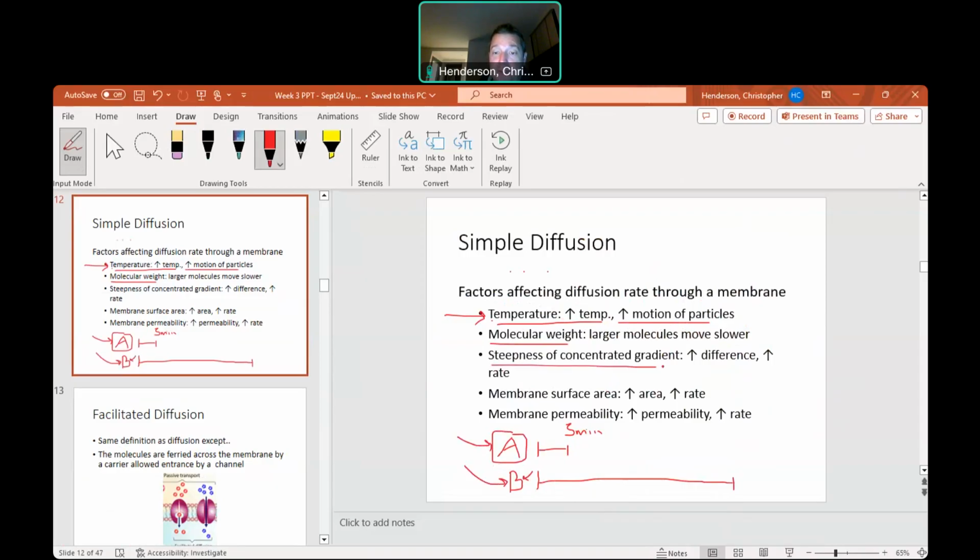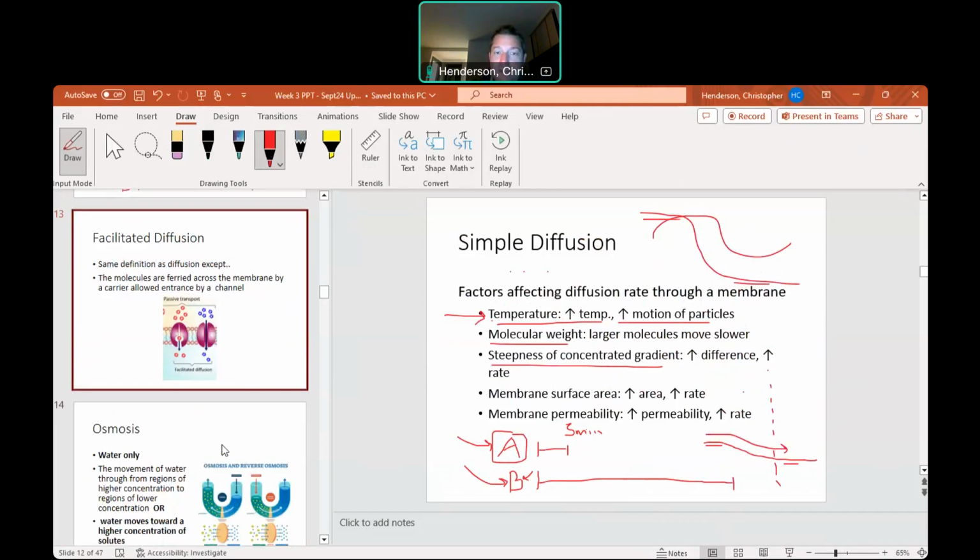The steepness of the concentration gradient is also going to make a big difference. This would be a very shallow gradient. That's not very steep. So how fast are things going to move on this? They're not going to move. But if you have a concentration gradient where it's super high on one side and super low on the other, it's going to be very fast how it's going to go down. And then obviously the more surface area you have, the bigger the surface area, the more doors the particles can go through, so the faster it's going to happen.